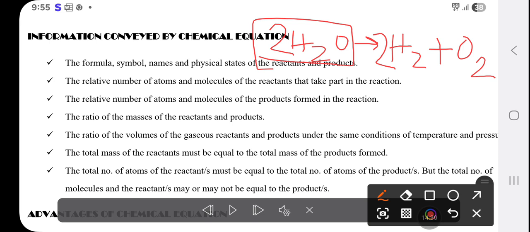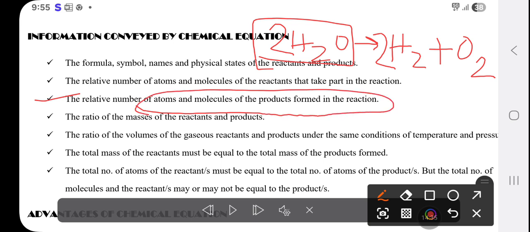The relative number of atoms and molecules of the products formed in the reaction. As I told, the reactant and the product are both known from here.